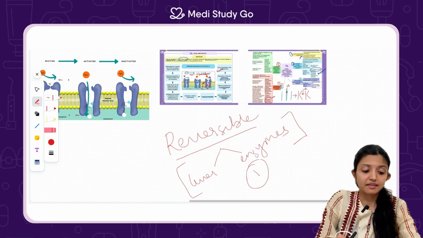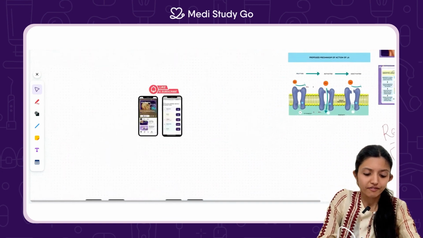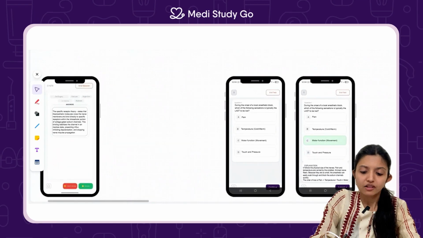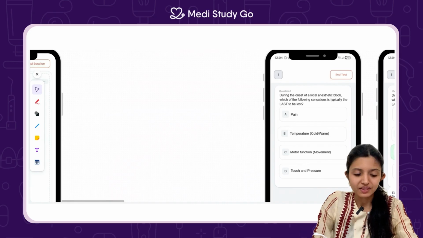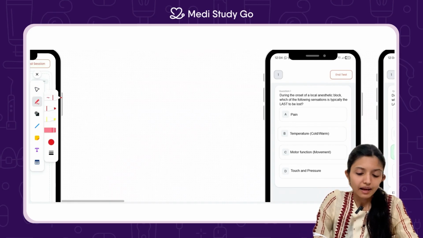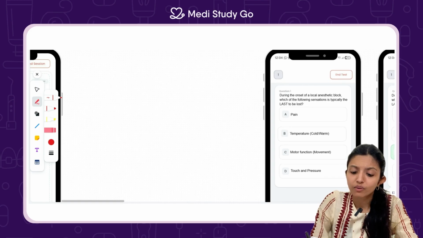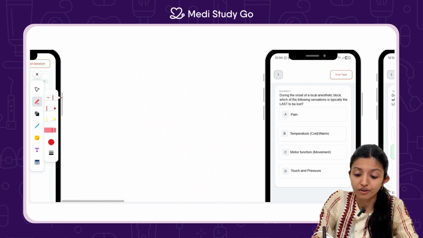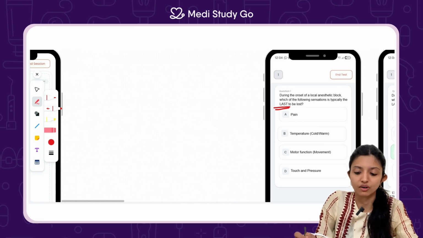To help you understand the concepts more easily and to test your knowledge, we have a feature in our app which is the MCQ. So I hope that you will be able to answer the MCQs easily. The MCQ here is, during the onset of a local anesthetic block, which of the following sensations is typically the last to be lost? So please note the words very carefully. It is asking the last sensation to be lost.